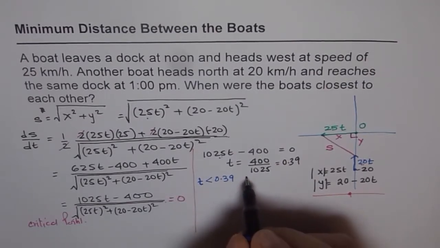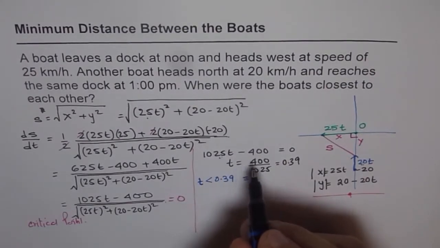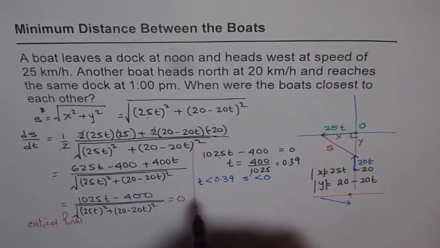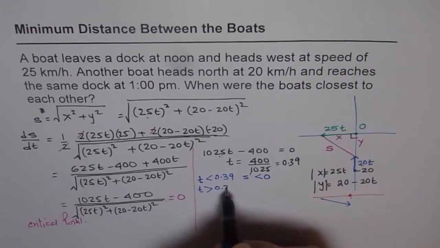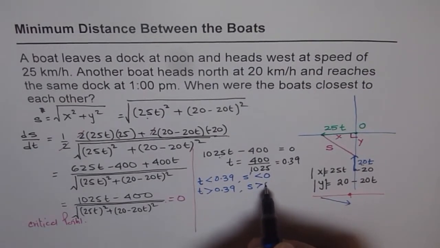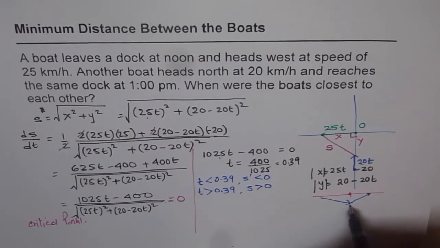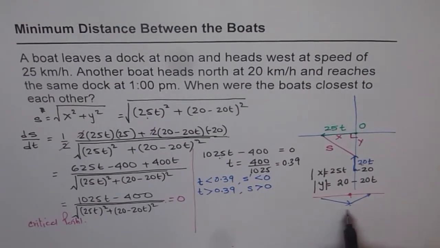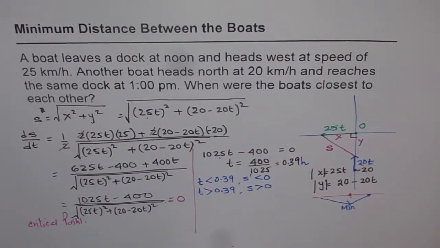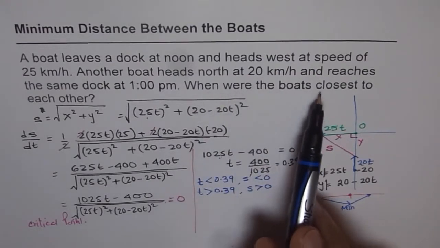In that case, s dash is going to be negative, right? Is going to be less than 0. That means negative, that means going downwards. Now if t is greater than 0.39, in that case, the rate of change will be greater than 0. And we know it is 0 at this point, correct? So as you can see from here, we do have a minimum at our critical point, right? So we have a minimum at t equals 0.39, and as far as the unit goes, this is 0.39 hours. Now the question is, when were the boats closest to each other?